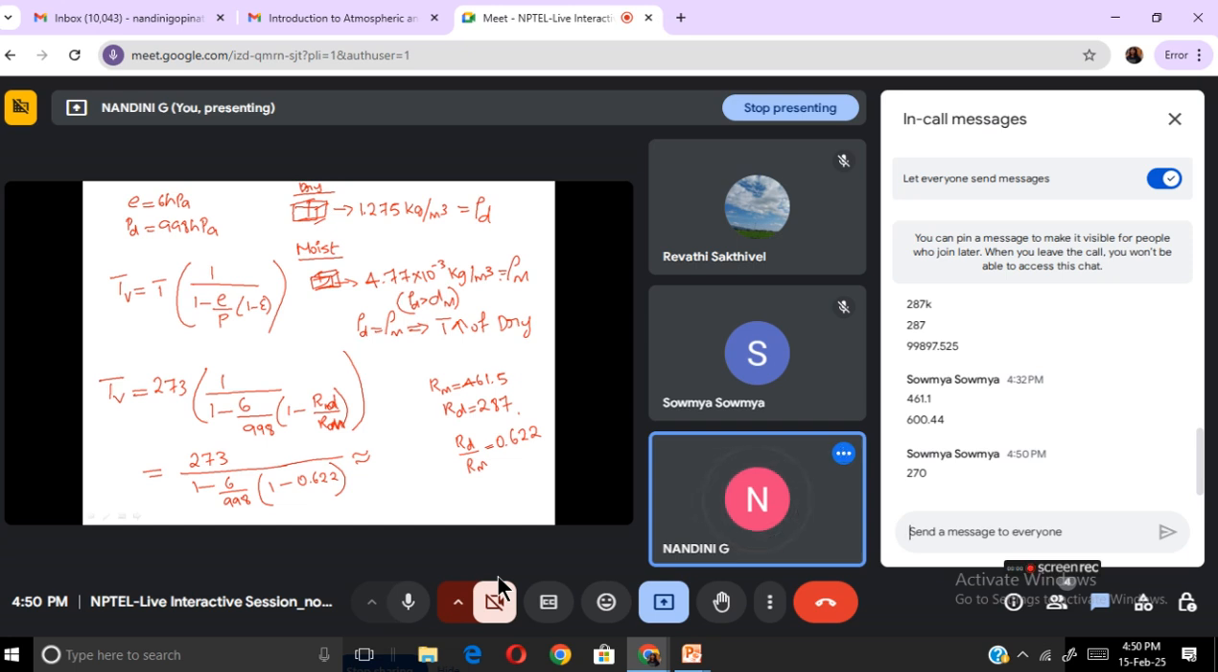274 could be the answer, but 270 is wrong. It should be higher than the actual temperature, and the actual temperature is 273 Kelvin. Whatever value of virtual temperature you get, it will always be higher than the actual temperature, so the value should be greater than 273. It will not be lower. So 274 or 280, around that much only you will get.